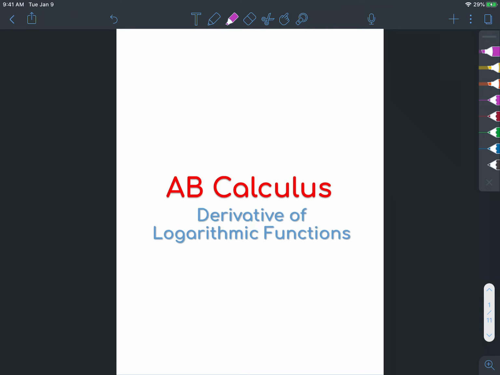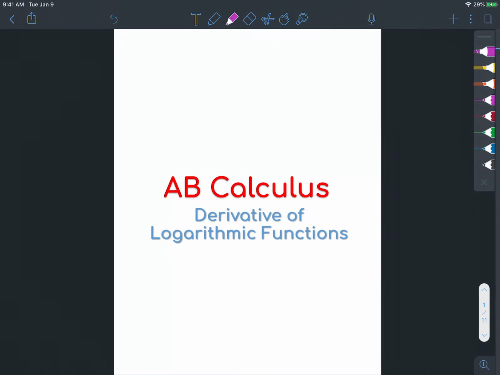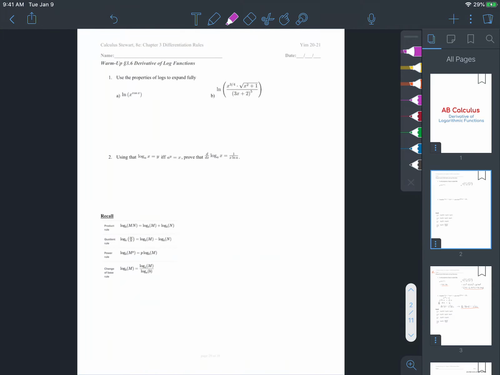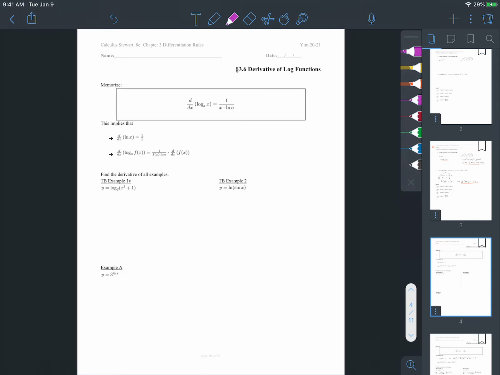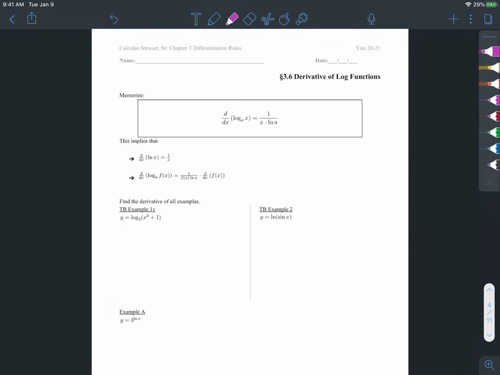AB Calculus lesson on derivative of logarithmic functions. Okay guys, we do have a warm-up. We're going to work on that in class, but it'll be good for you to take a look at it before we begin. But here is our lesson.